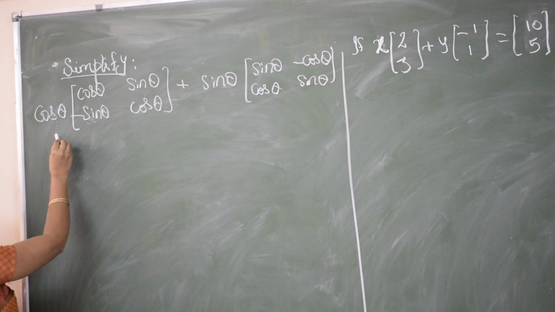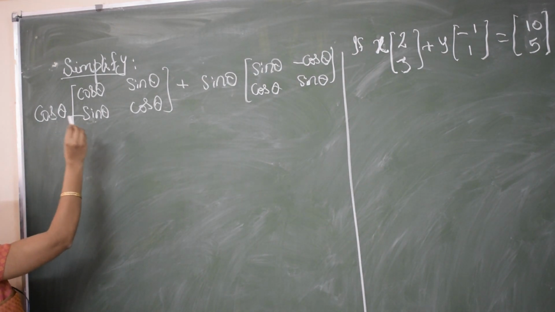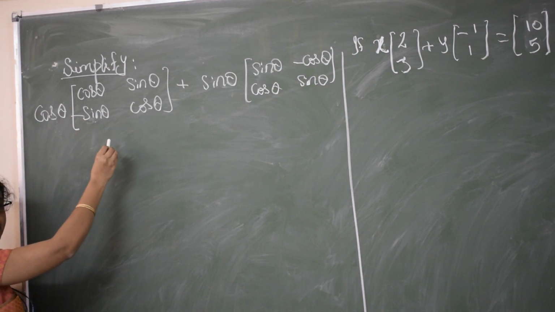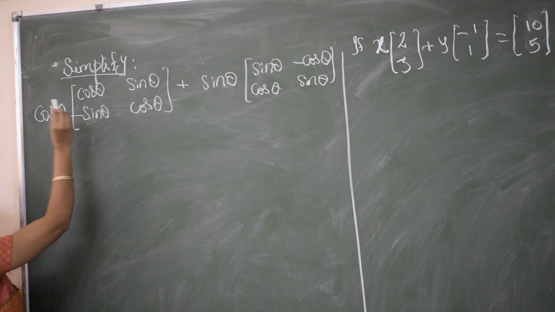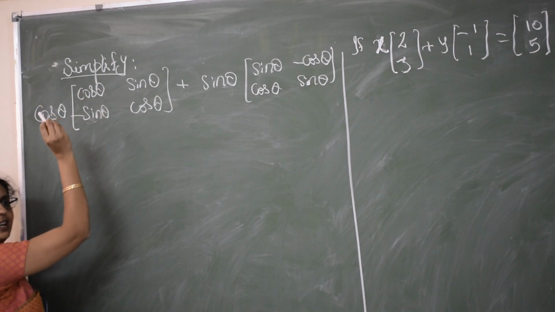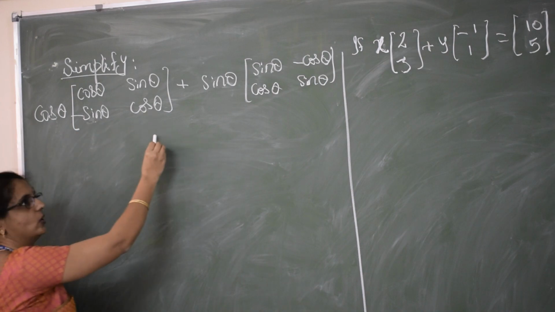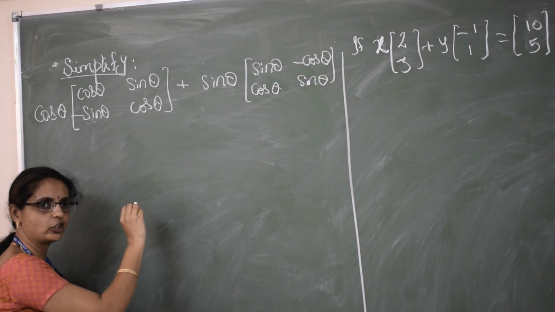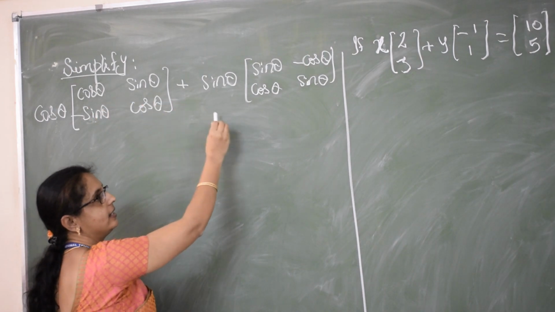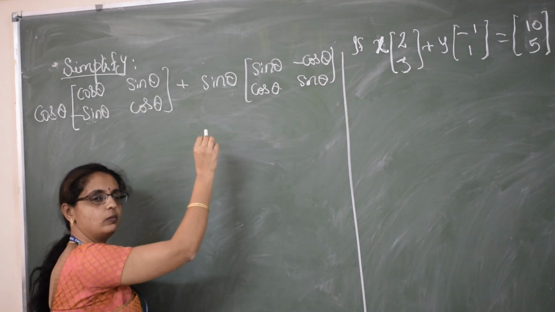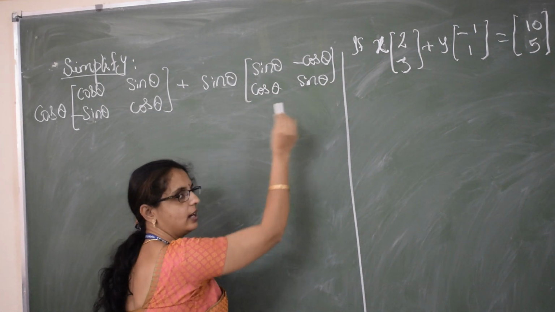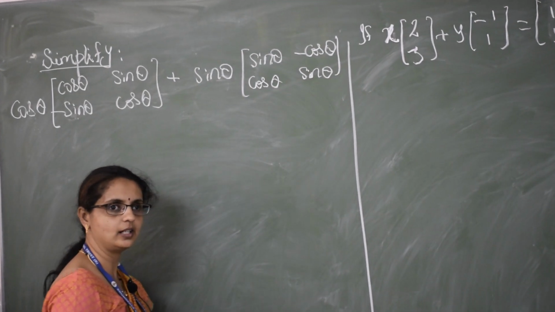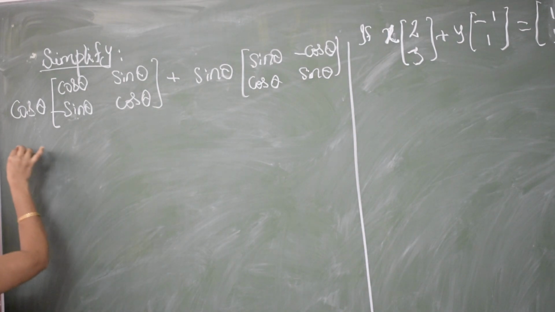So let us check what the given expression is. Cos theta is multiplied into a square matrix of order 2 cross 2 containing the entries cos theta, sin theta, minus sin theta, cos theta. The operator is addition here, plus sin theta into another 2 cross 2 matrix, sin theta, minus cos theta, and the last entry is sin theta. So now let us start the solution.